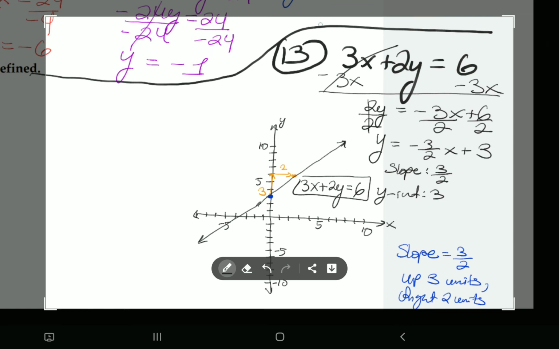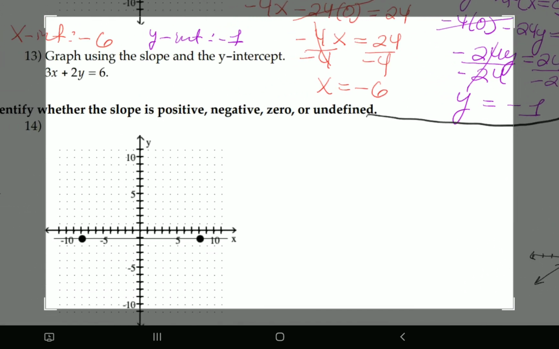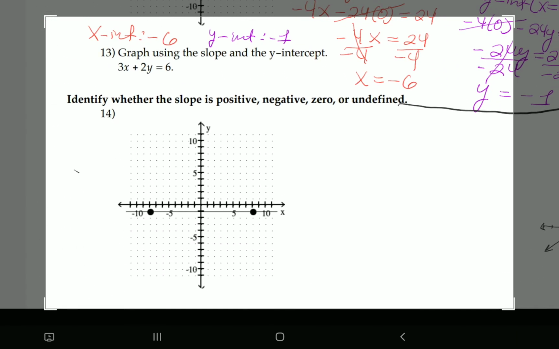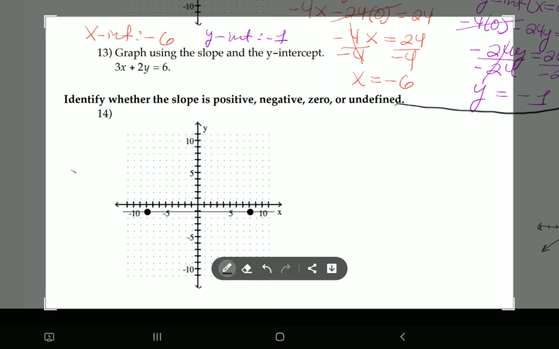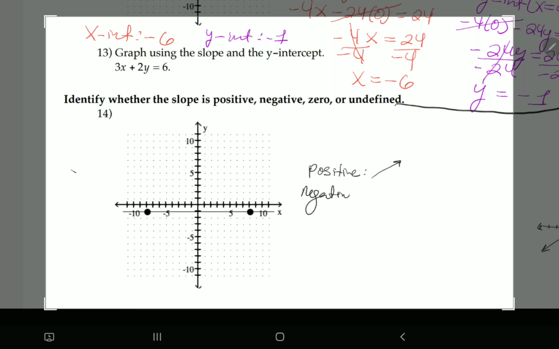For number 14, which we're going to move on to right now, it says identify whether the slope is negative, positive, 0, or undefined. Now, here is an image that you can look at. If the slope is positive, the line increases as you go left to right. If the slope is negative, there is some sort of decrease as you're moving from left to right.